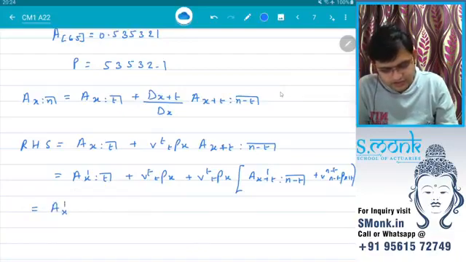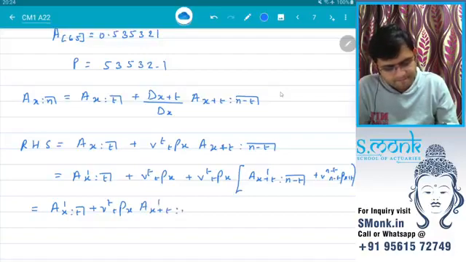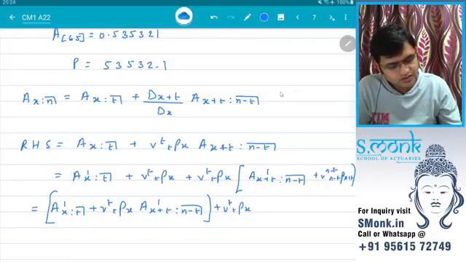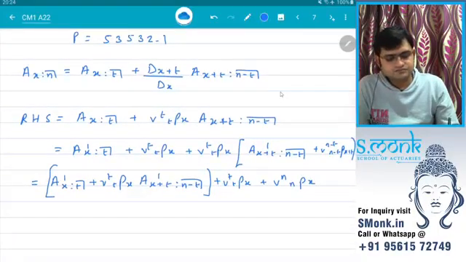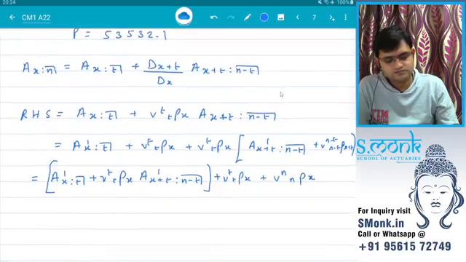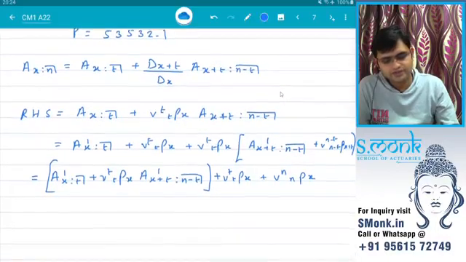I'll take AX dash T plus V raised to T TPX AX plus T n minus T together is 2, and then this plus V raised to T TPX. Okay. And then these two will combine to make V raised to N NPX. Okay, V raised to N NPX.